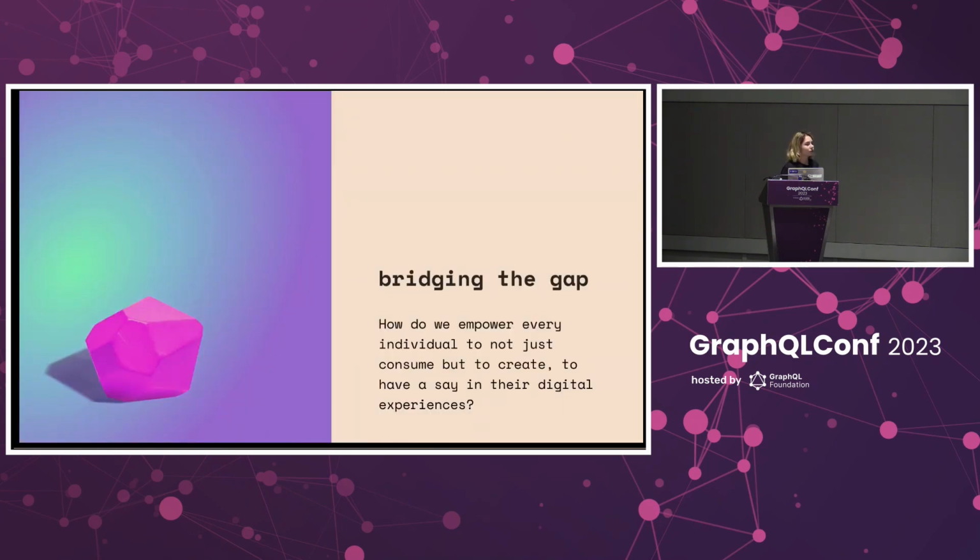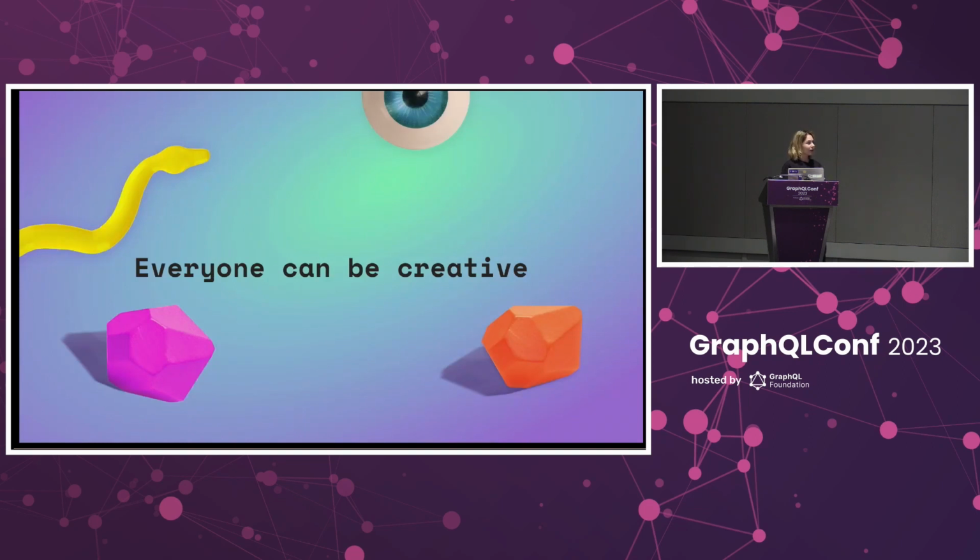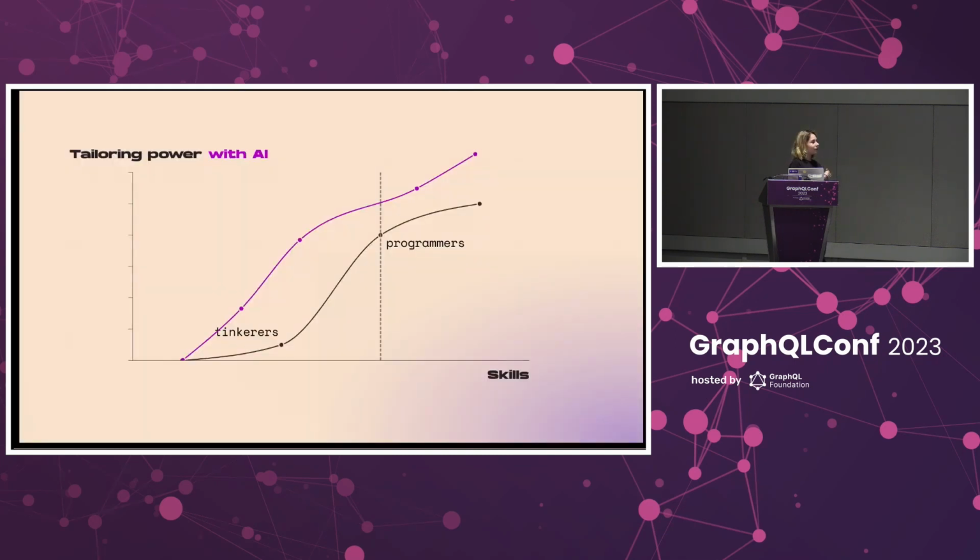But this digital world should be for everyone. And maybe we should try to bridge this gap between technical and non-technical users instead of making it bigger by building more tools for experts. And I think that everyone can be creative. So my question now is, how can we empower every individual to not just consume, but to create and to have a say in their experiences? And I think that with AI, the boundaries of what's possible are expanding. Non-technical end users can now do way more. They are not limited by their lack of coding knowledge. They can design, build, they can translate their ideas into products. And all of that by using AI.